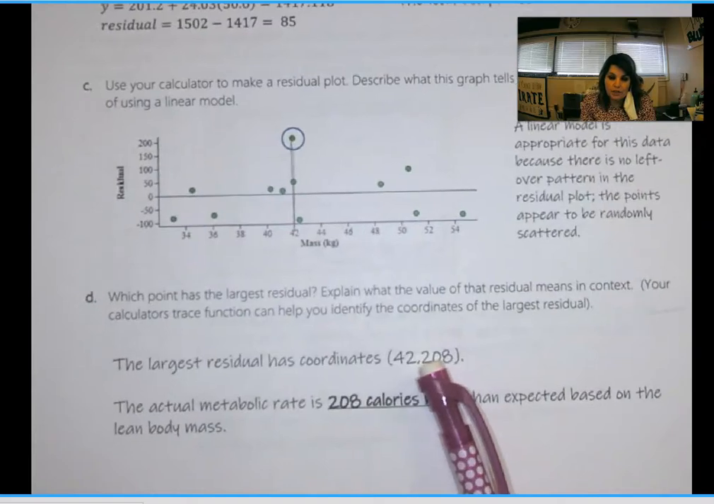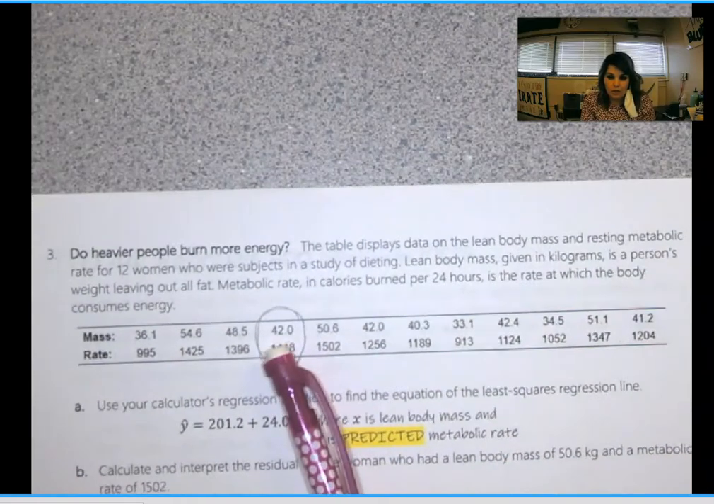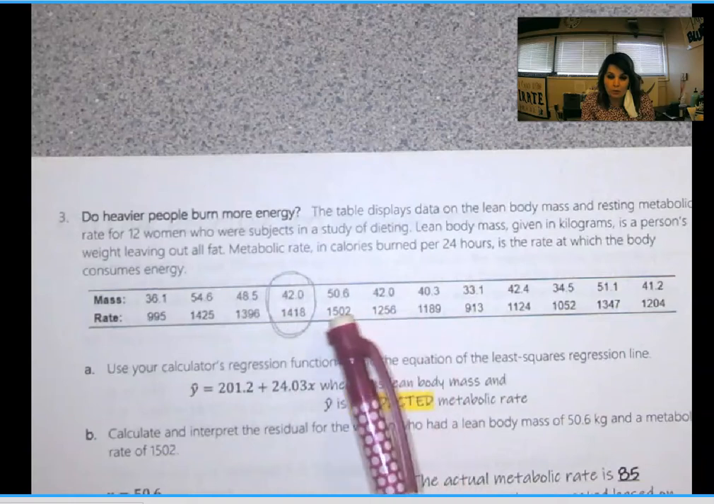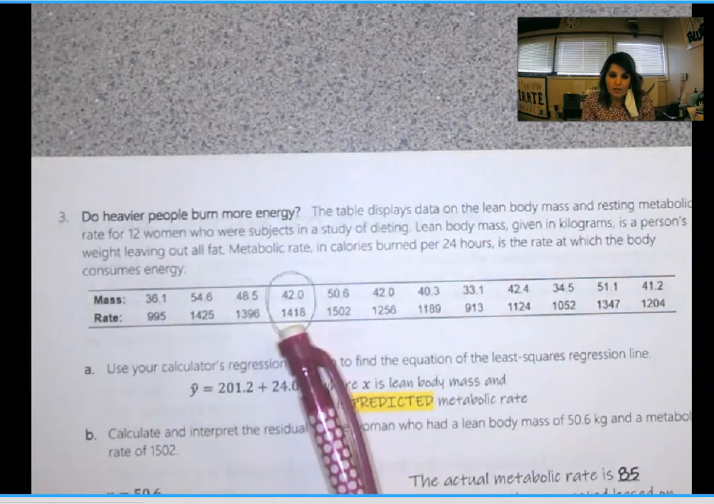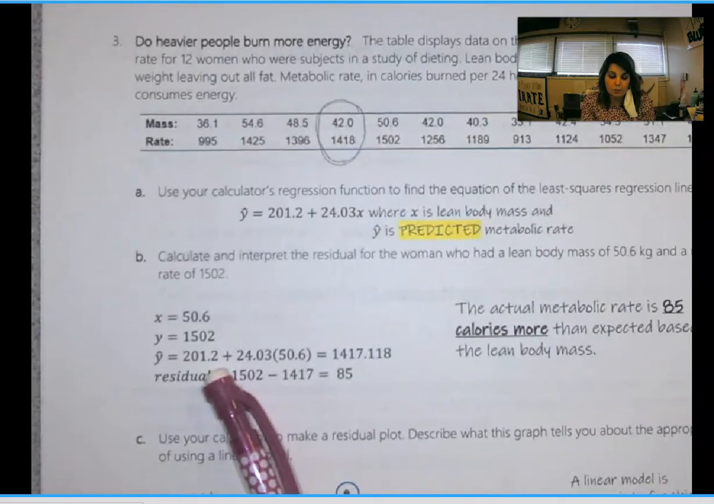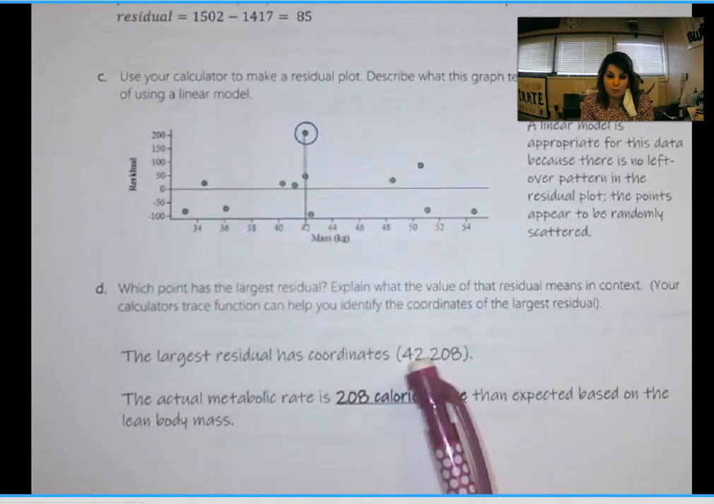If you were going to do this by hand, you find the X coordinate on your residual plot. You match that up to the actual point from the problem. There were two. You chose the one that had a bigger Y, because that would have a bigger residual. And then to find 208, you would need to go through this process to find the predicted value. So really, if you just use your calculator's trace function, this part of this problem becomes much easier.